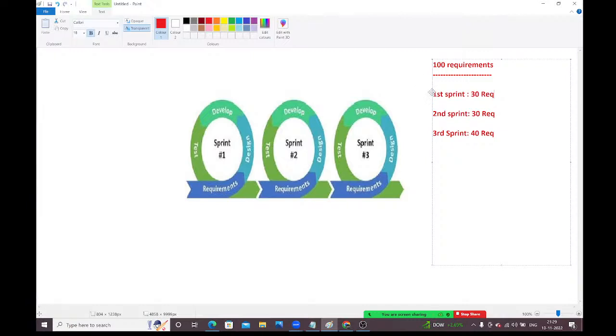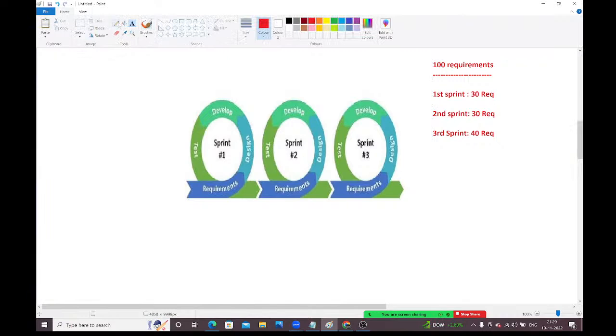Okay, see, I want to start the first sprint, guys. If you want to start the first sprint, what do you need to do? In the first sprint, you need to gather the requirements first. Once the requirements are gathered, next you need to do the design. You are doing the design only for the first sprint, not for all 100 requirements. Once the design is completed, develop those 30 requirements. Once development is completed, test those 30 requirements only and deliver them to the client.